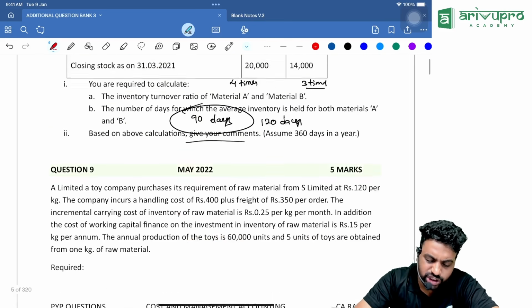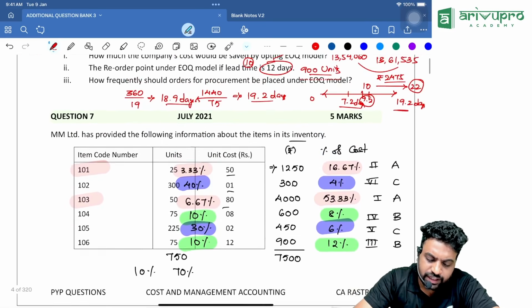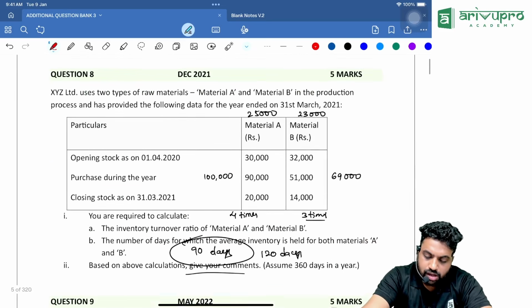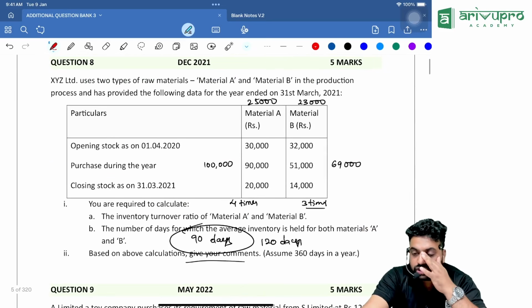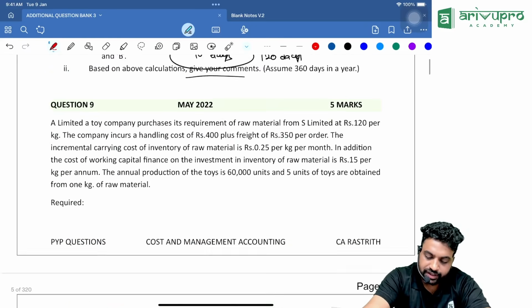Don't worry, based on that the question is there. Okay. Yeah. The 7th one, I don't think so. We have already done that. Hope you remember ABC. The 8th one is also a stock question, an inventory question. I hope no need to do that. The 9th one, shall we go?